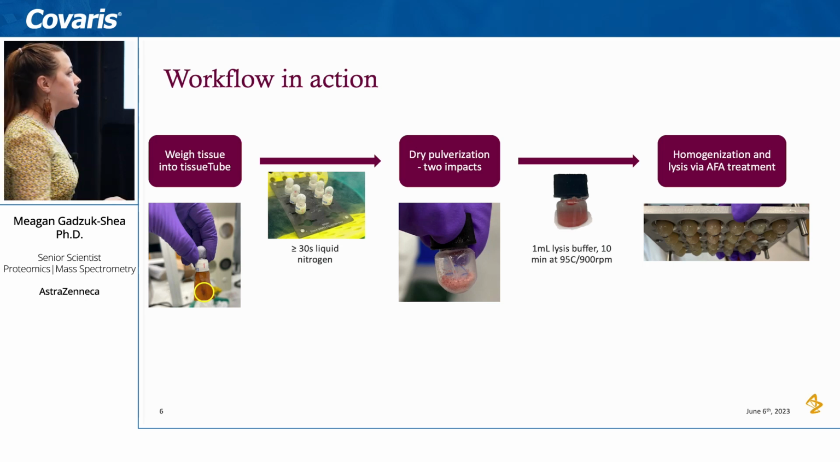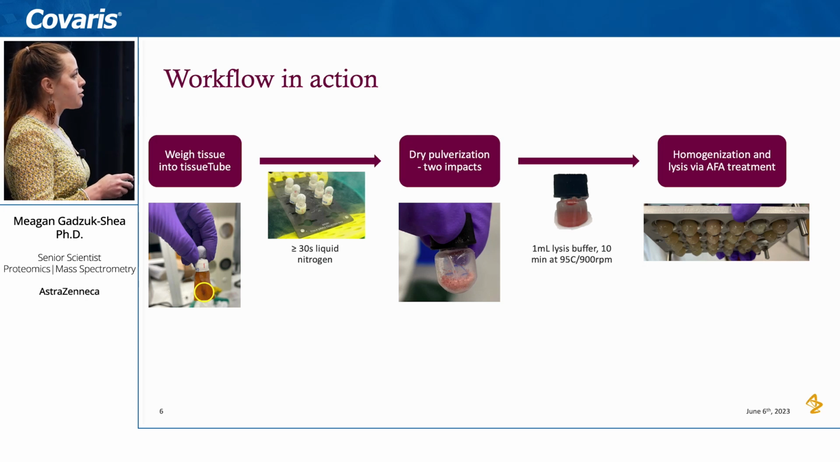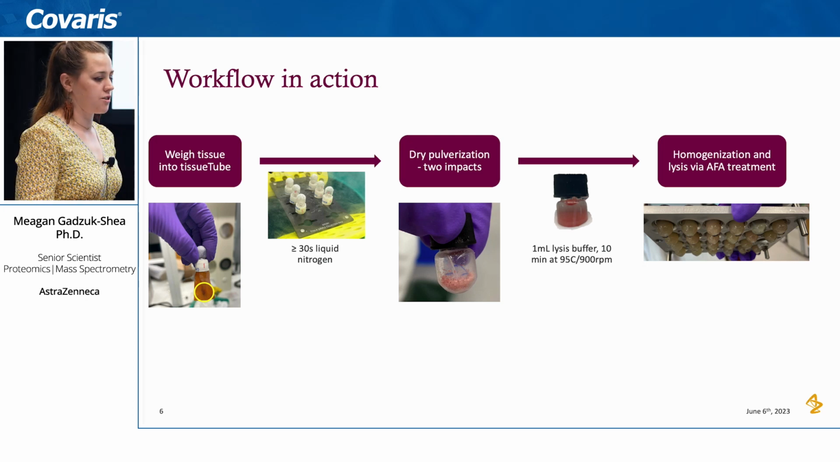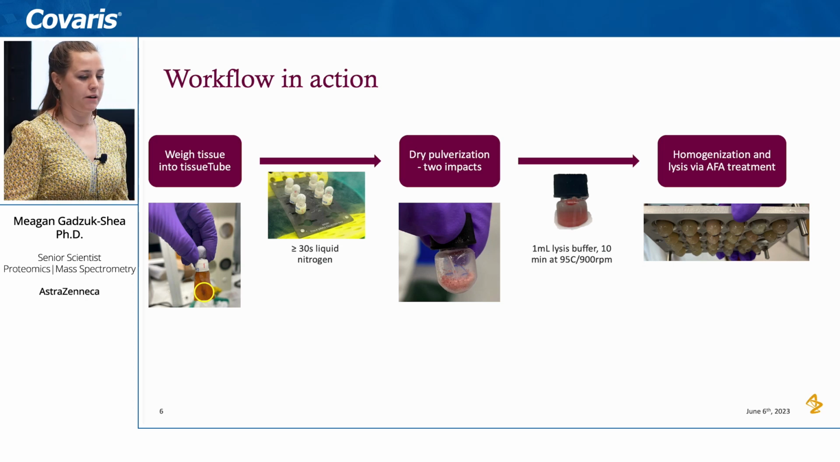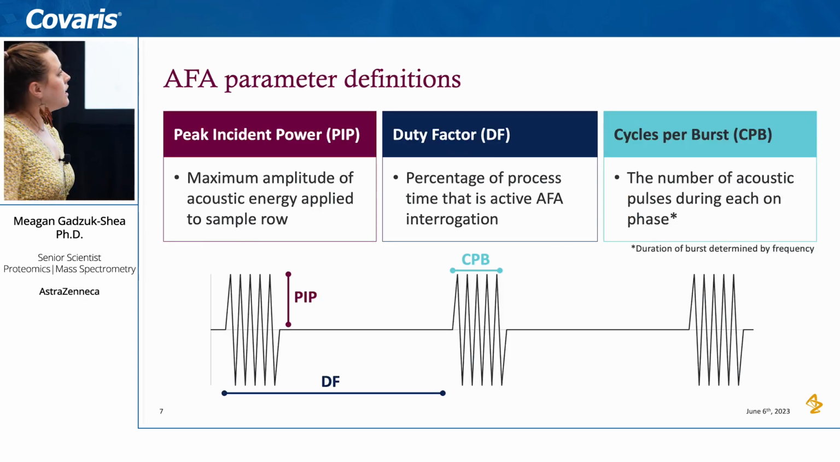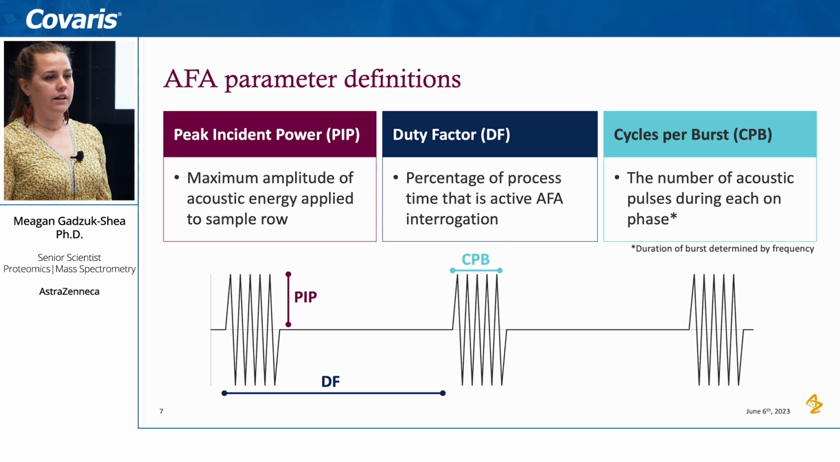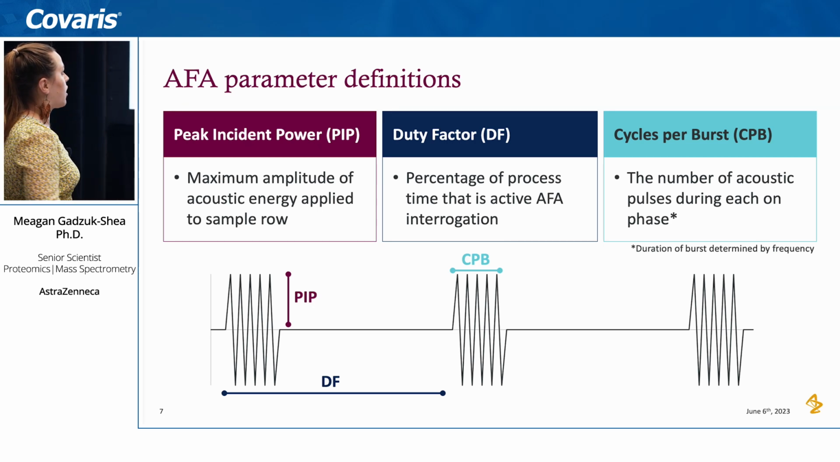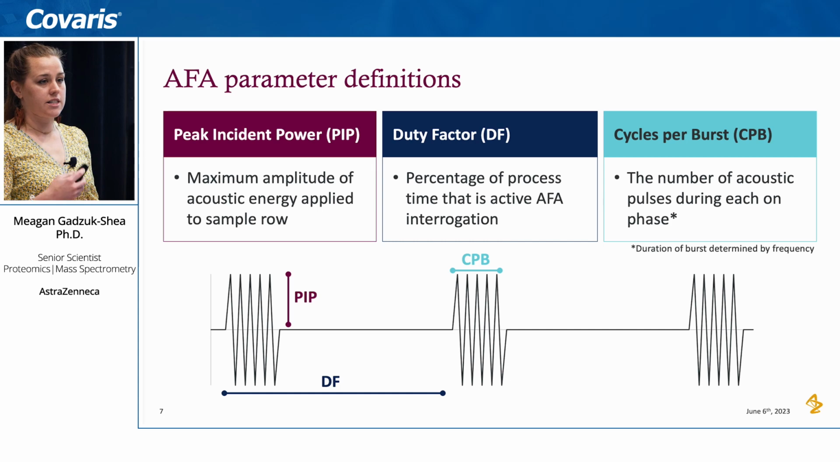And then we do heat denaturation prior to our AFA treatment. And then we repeat that afterwards, just to really make sure we've pulled out as much protein as we can. So the parameters that we are exploring with the AFA in this work are the peak incident power, or PIP, the duty factor, and the cycles per burst. And this is just a very simple graphic to give you a reference for what those are. So the PIP is going to be the amplitude of those acoustic waves that the sample is subjected to. So how powerful are we hitting it?